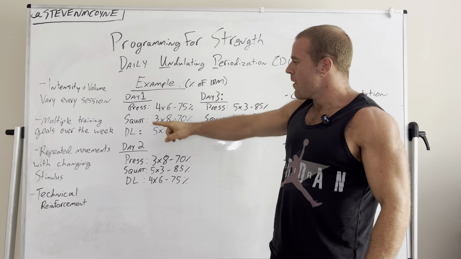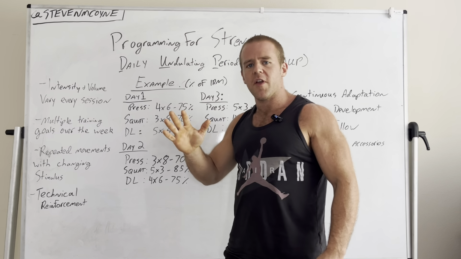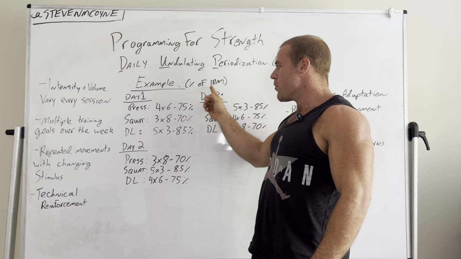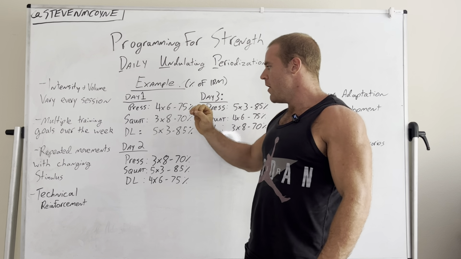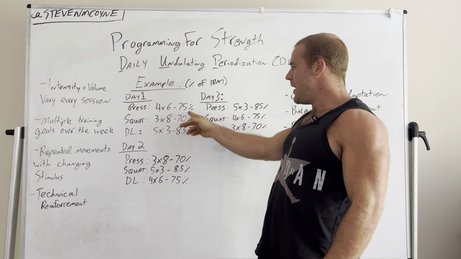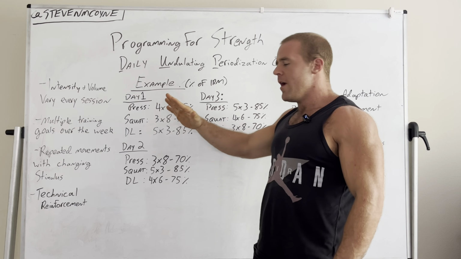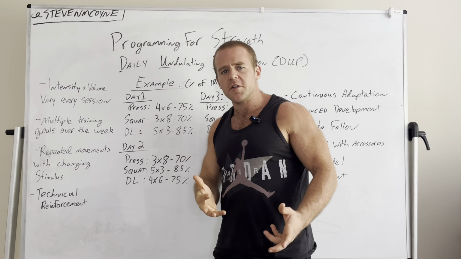So press 4x6 at 75%. When we're talking percentages, this is percentages of your 1 rep max for each lift. So when we're doing a 4x6, this is a power-based scheme, right? So 75% is also, in general, a power-based percentage to work with.